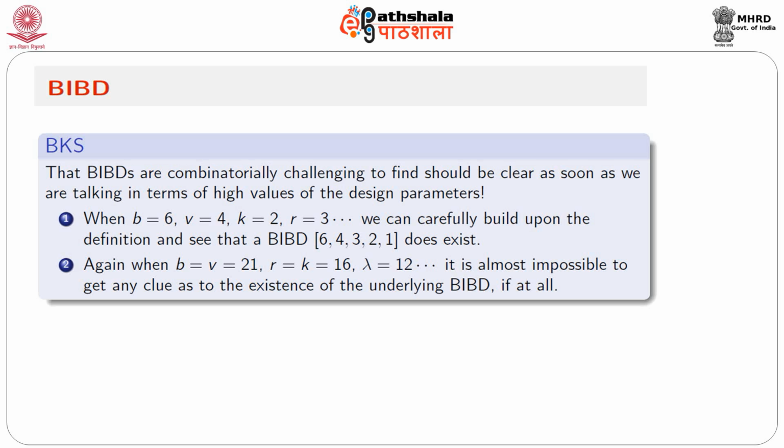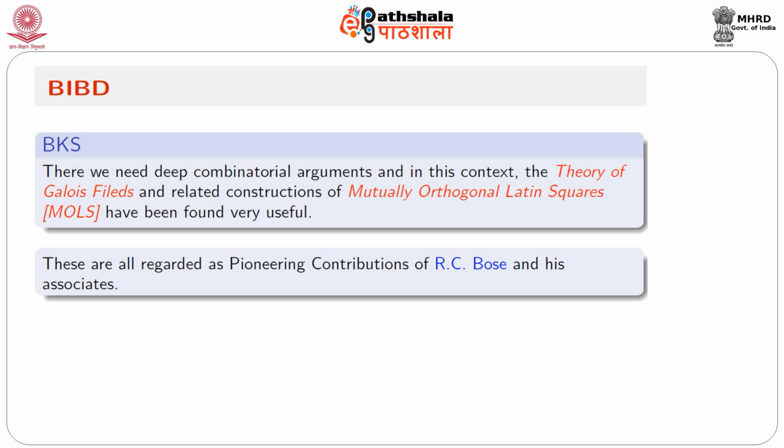So apparently you don't see any contradiction, but you have absolutely no clue as to whether you can really construct a design with these parameters or not. So these are the intriguing issues that come up. There we need help, we need deep combinatorial arguments, and in this context, the theory of Galois fields and related constructions of mutually orthogonal Latin squares have been found extremely useful.